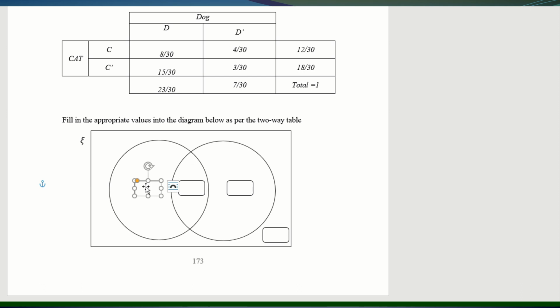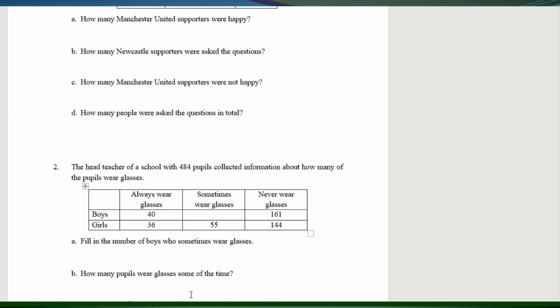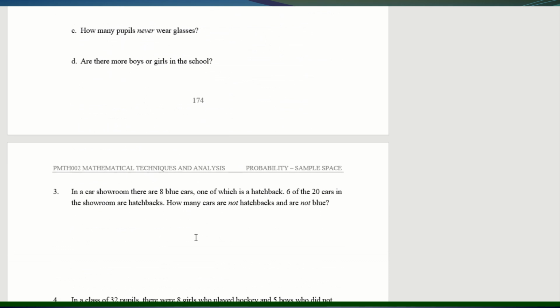Here, they have a cat but no dog. This will be 4. Here, they have a dog but no cat. 15. Then outside is 3. Understand? So that's the way you do it. So just exercise 7.5 is here. I want you to complete it. Okay. This one is the same. In a car showroom, there are 8 blue cars, one of which is a hatchback.